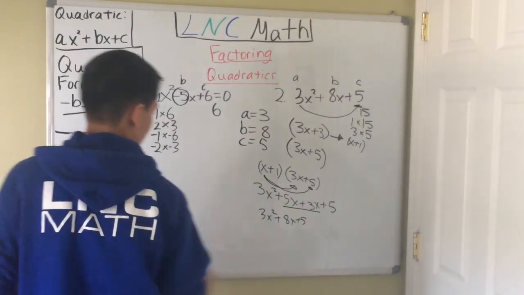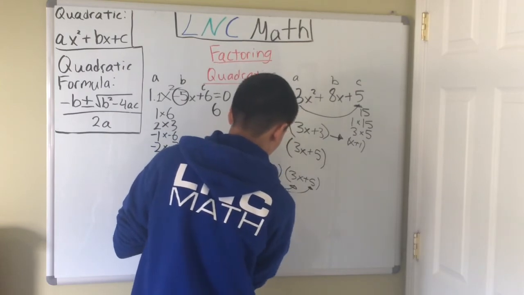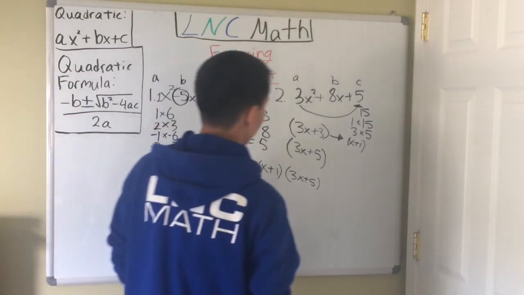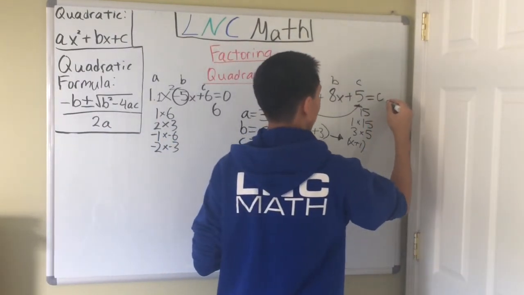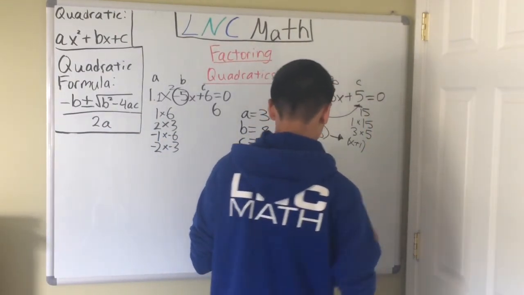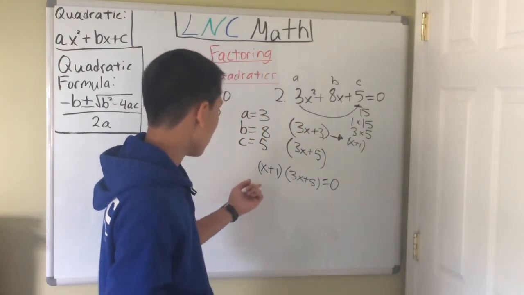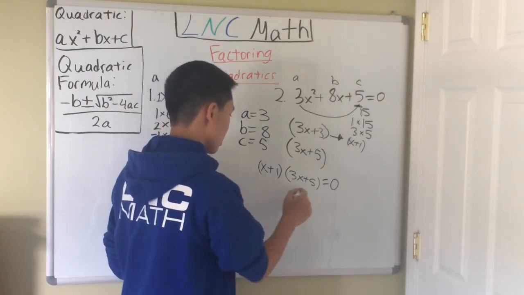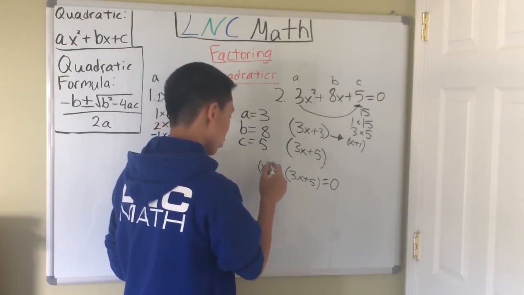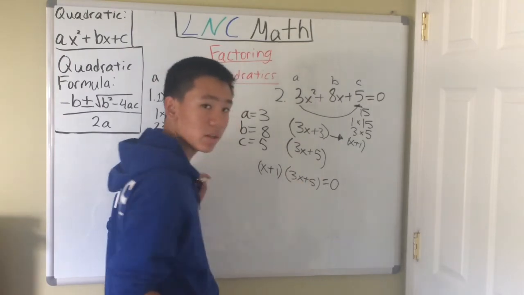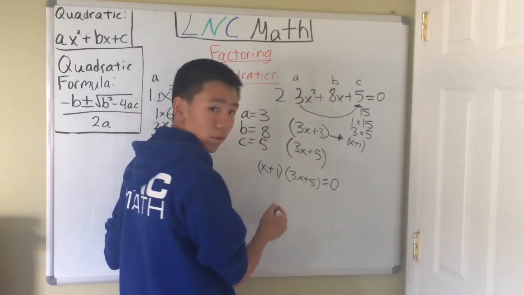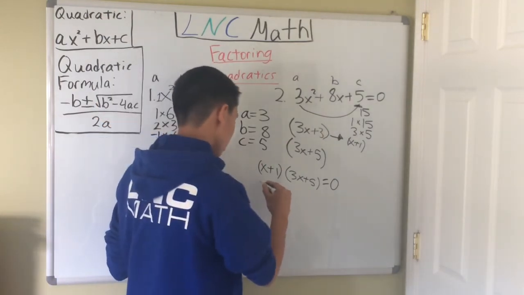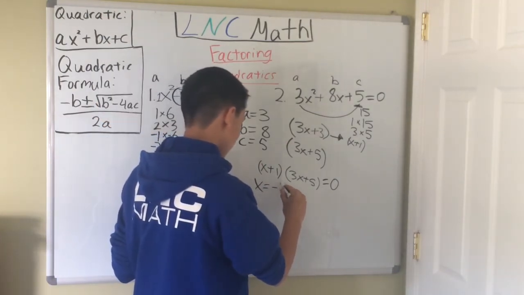So let's erase this. And since we're solving this quadratic, we want this to equal 0. Sorry about that. Equals 0. So what we want to do is do what we did the first time. Since this is multiplication, we need one of these, either of them, to be equal to 0. So let's solve for the first one. X plus 1 equals 0. So that means x is equal to a negative 1.